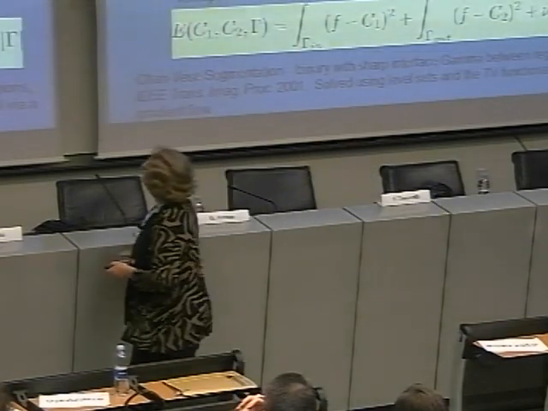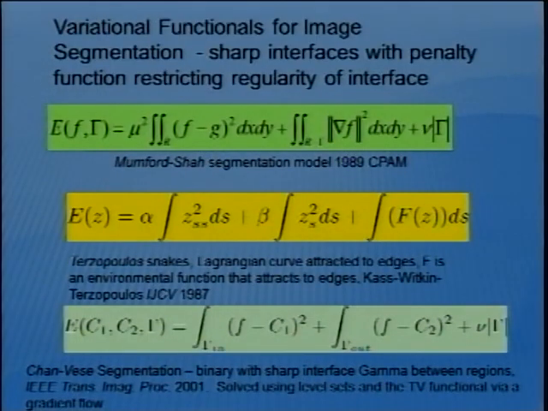Now what I want to do is review some variational functionals from image segmentation. These are some famous ones. There are many papers in the literature, but I picked three that I think have been fairly highly influential. This is the Mumford-Shah functional, which is for segmentation. We now imagine that we have some data. My data is now g. Sorry for the change of notation. My data is now g, and the desired solution is f.